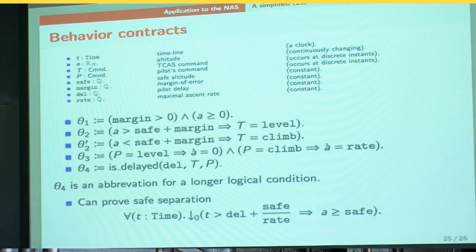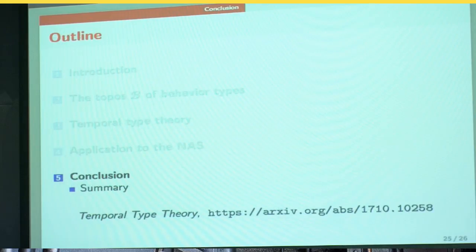And from these, I'm not going to prove it to you, but you can write down a proof that for all time, if you started your stopwatch at 0, then when time is bigger than delay plus safe over rate, so the delay of the pilot plus safe divided by rate, then the altitude of the plane is safe. So you can prove this property from these differential equations and whatever else is here. Okay, so that's pretty much it.